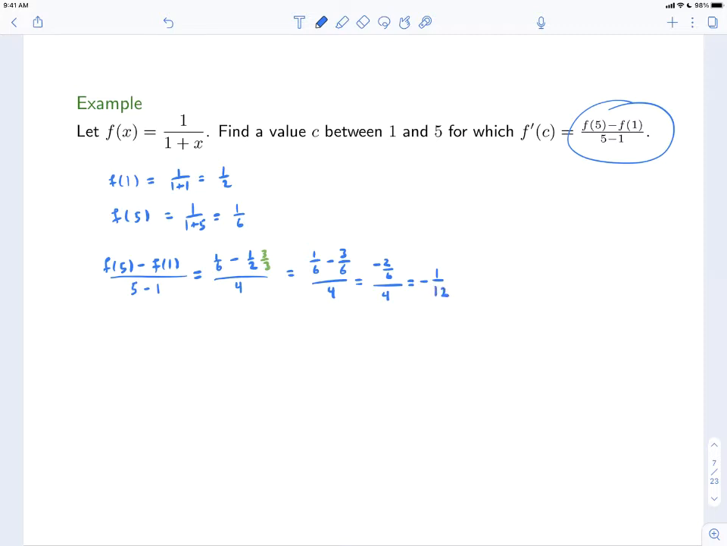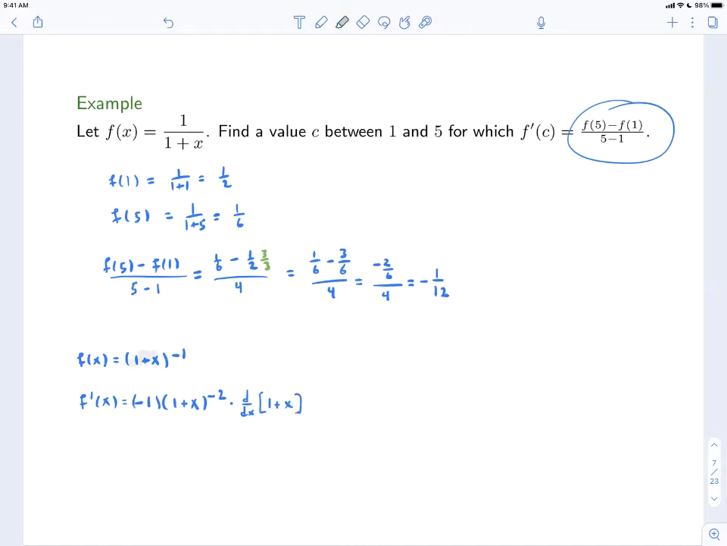Now we want to find some c so that the derivative at c is equal to this value, negative 1 over 12. Well, in order to do that, we need to know what the derivative is. So we want to compute the derivative of f. So f of x, let's just rewrite it as 1 plus x to the negative 1. This is a composition, so it's something raised to the negative 1. So f prime of x is minus 1 times 1 plus x to the negative 1 minus 1, which is the negative 2, and then we have to multiply by the derivative with respect to x of whatever was inside there, which in this case is 1 plus x.